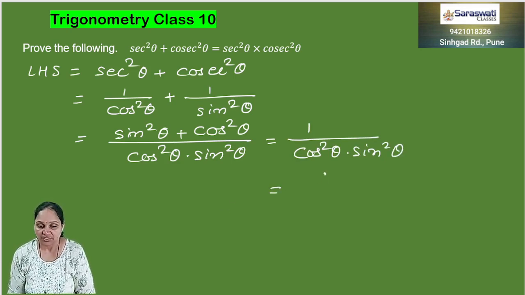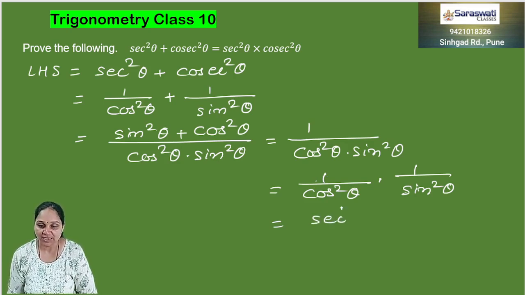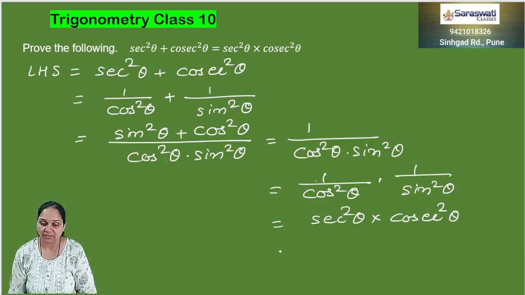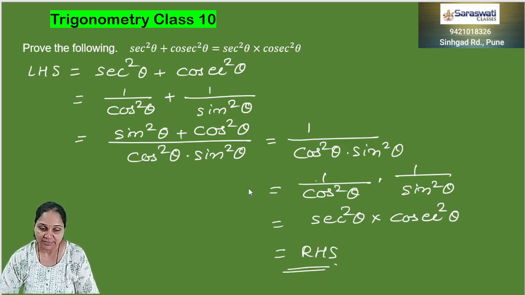Now here 1, write this as 1 upon cos square theta into 1 upon sine square theta, because 1 into 1 is 1, we can separate like this, and 1 upon cos square theta is sec square theta into 1 upon sine square theta is cosec square theta, and this is our RHS. Okay, and hence we have proved this identity.